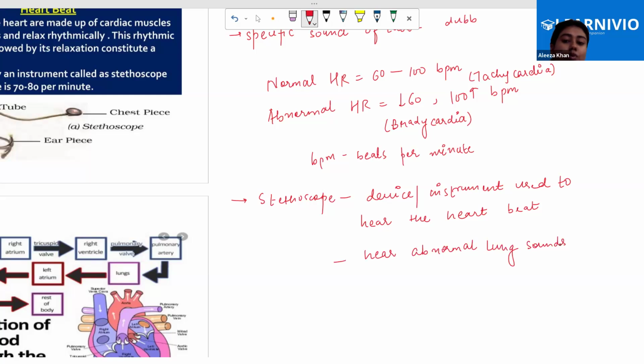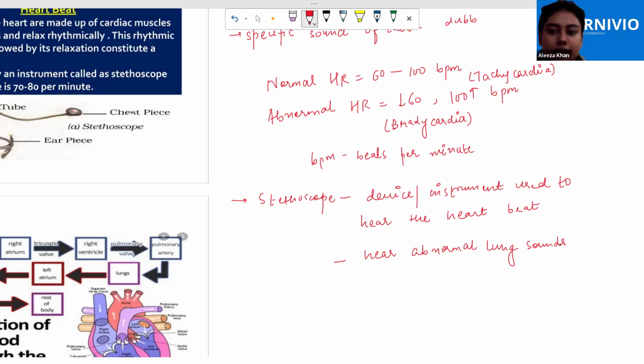This could be heard in any disease, any condition, any abnormality. If the person is healthy, you would be able to hear the heartbeat, and the lung sound will also be the normal one. But what if there is any underlying condition? In that case, the lung sounds are also different, and the heartbeat is also very slow. Understood? So for that you use the stethoscope.